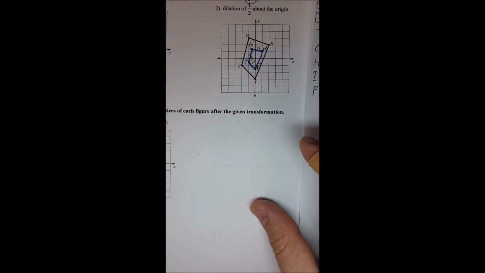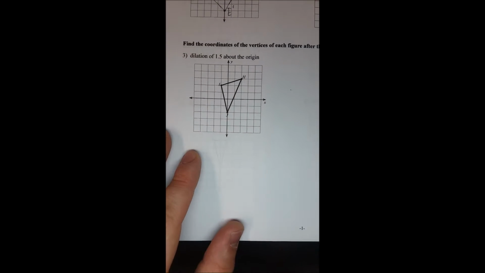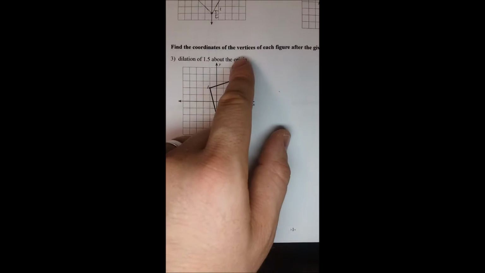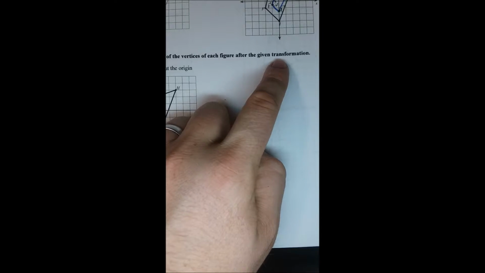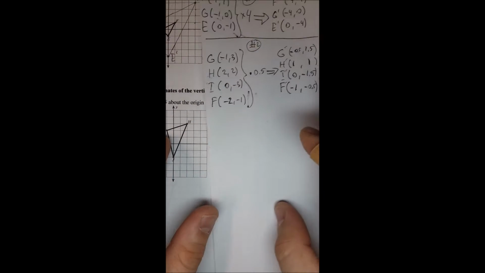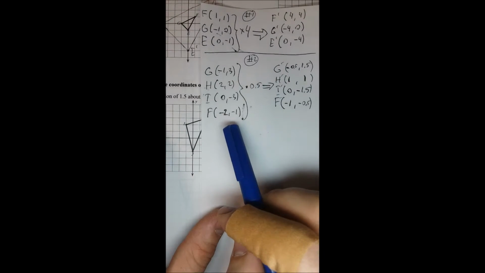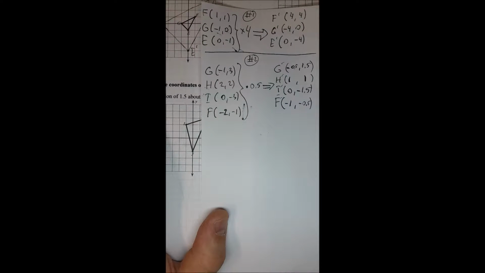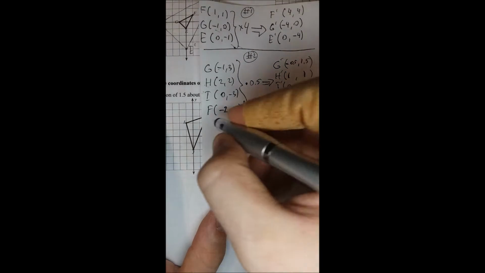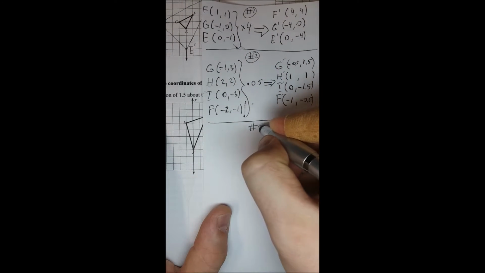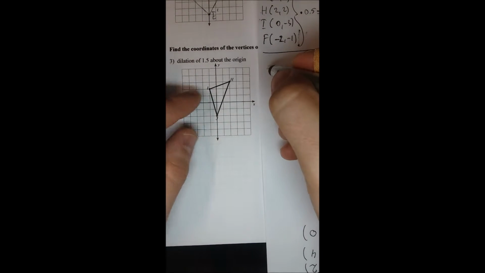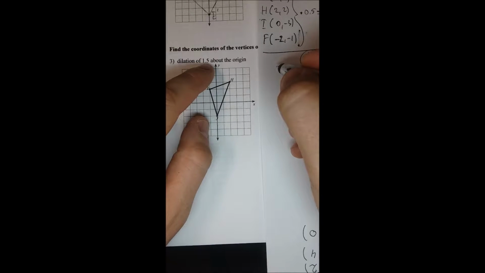Okay, and example number 3. It says find the coordinates of the vertices of each figure after the given transformation. Well, to be honest with you, you've got to do the same process, okay? And you're going to have to find coordinates of every single one of these. So here you go. Example 3, I'm going to do the same thing I did in previous examples. Dilation of 1.5. So that's our scale factor.